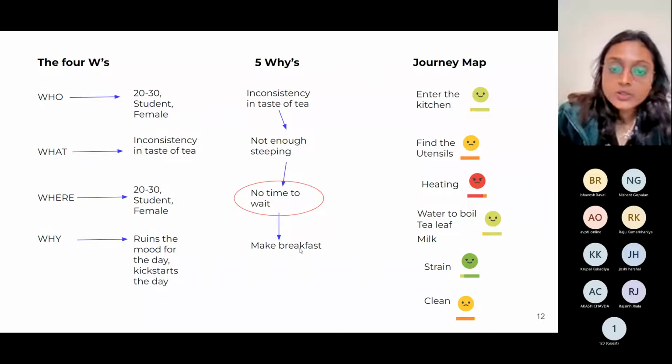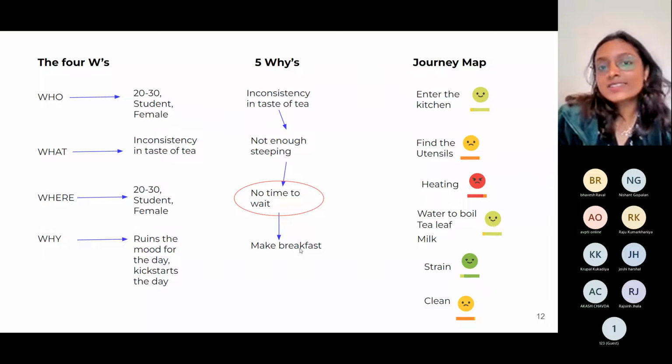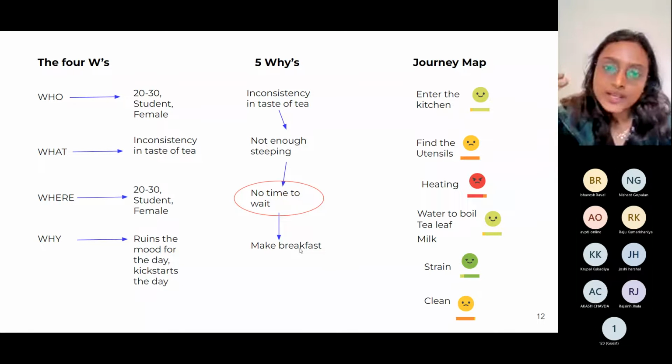We stop at no time to wait. We don't consider the make breakfast part, because if you ask another why after that, why do I make breakfast? Because I need to eat. That has nothing to do with your core problem. That's why you take a step back.